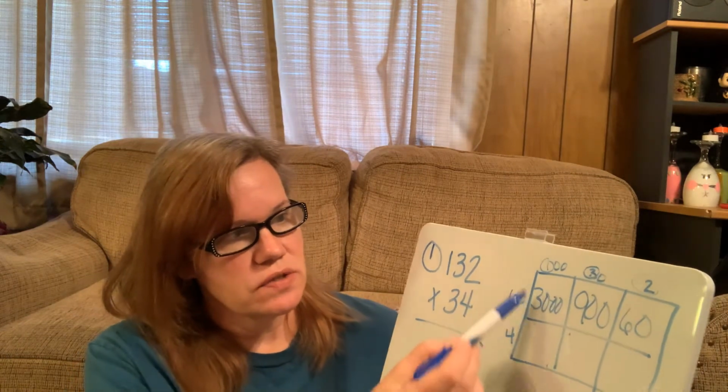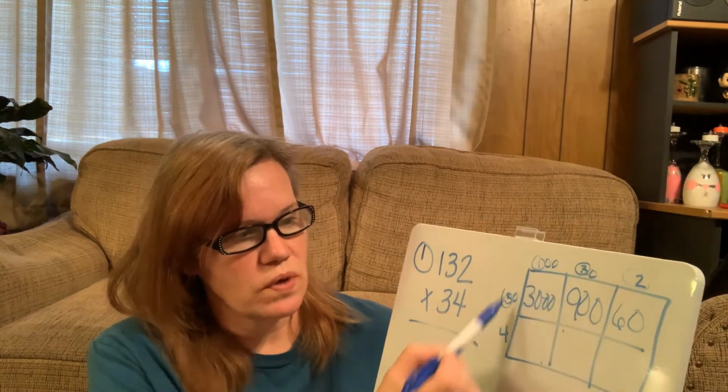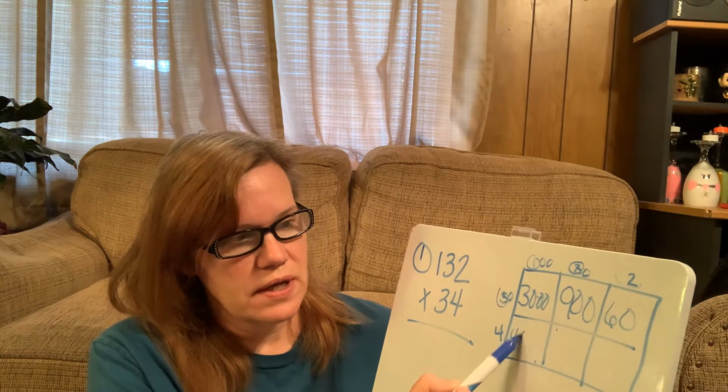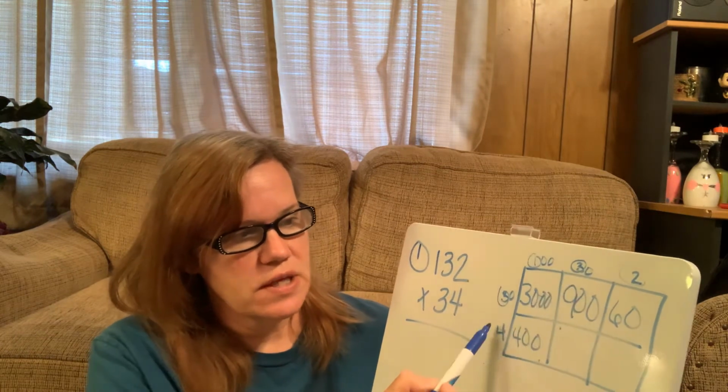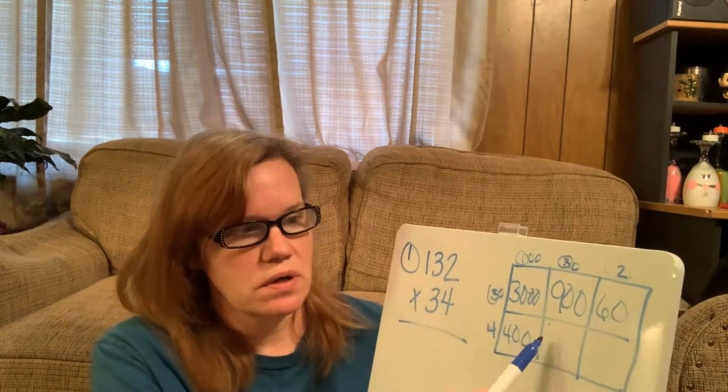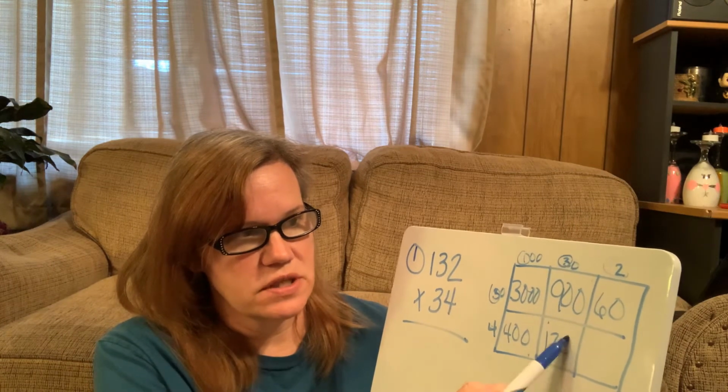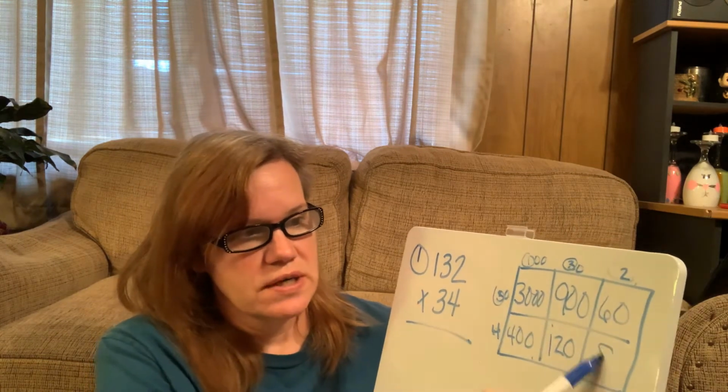Now let's go down and do this one. 100 times 4. What's 1 times 4? 4, and add my zeros. 30 times 4. What's 3 times 4? 12, and add my 0. 2 times 4 is 8. And then I have to be sure I line all of these up because I've got to add them up. So I've got 3,000, 900, 60, 400, 120, and 8. Okay?